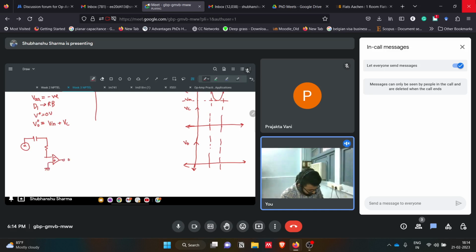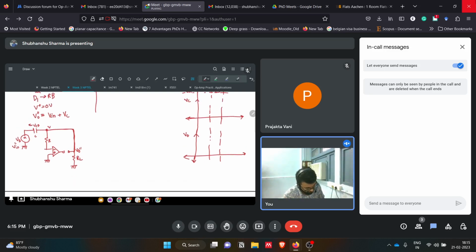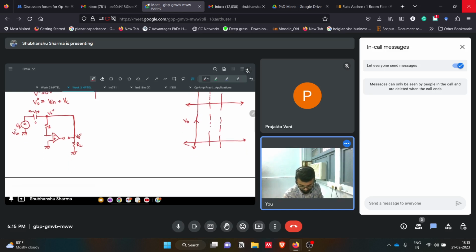This is a reverse biased diode, so we'll open it, and this is RL, and this is V naught prime. Fine. This is Vs. This is C. This is Vc. So V naught prime will be what? V in. V in is basically Vs equals V in. So V in plus Vc. Fine. So we got this V naught double prime as V in plus Vc.